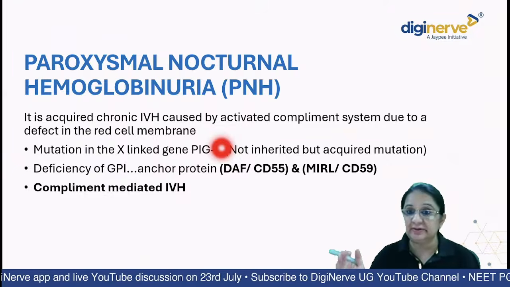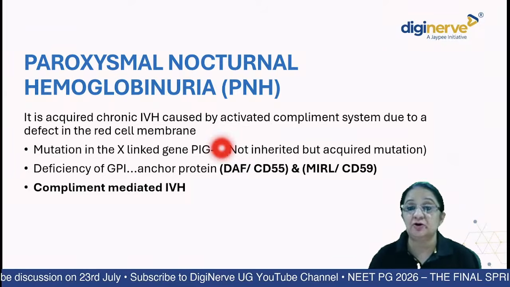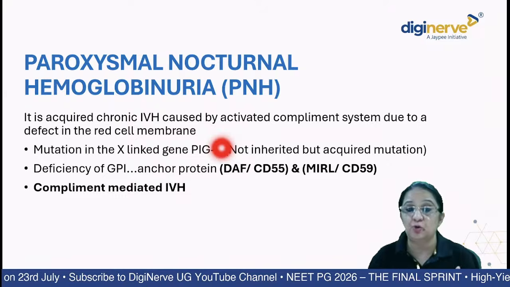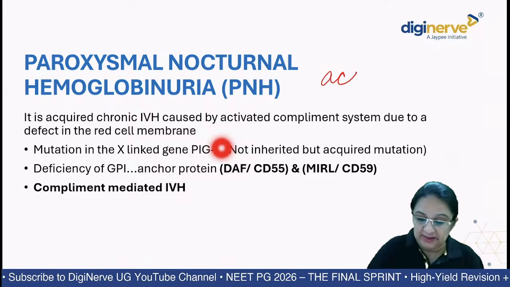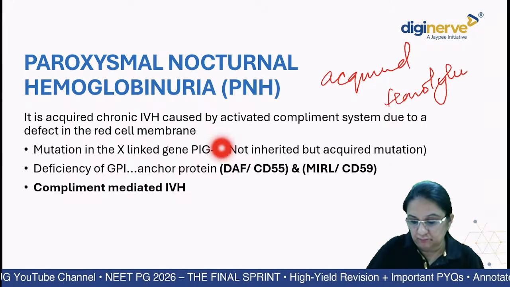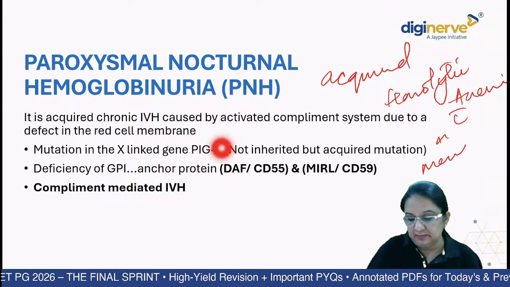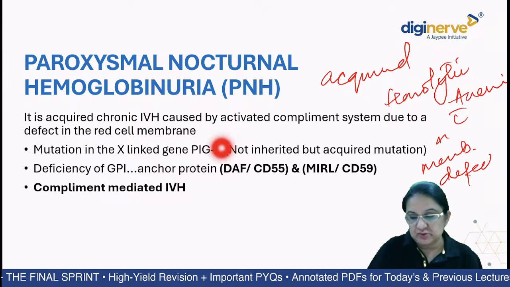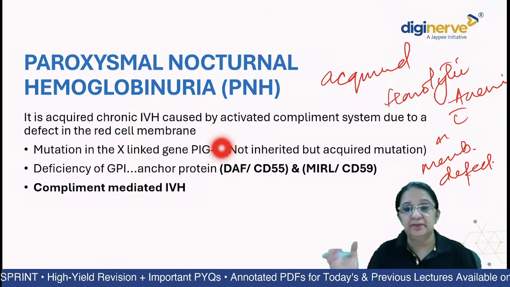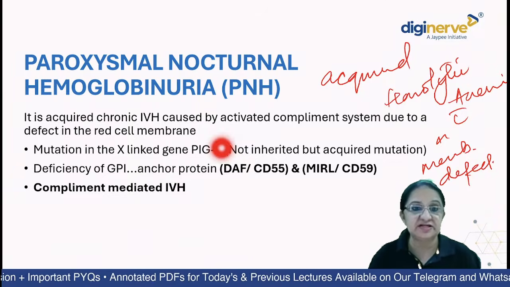Acquired hemolytic anemia, there was something coming from the outside. But paroxysmal nocturnal hemoglobinuria is the only acquired hemolytic anemia with a membrane defect. This was coming on this side of the figure, but it's an acquired hemolytic anemia, but with a membrane defect. But what is the defect?